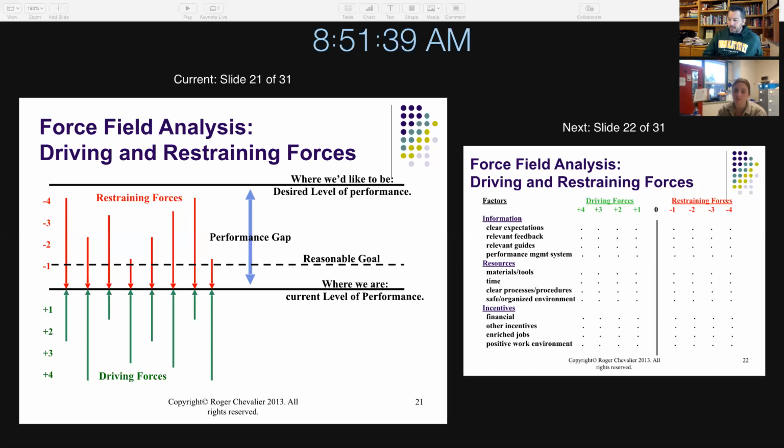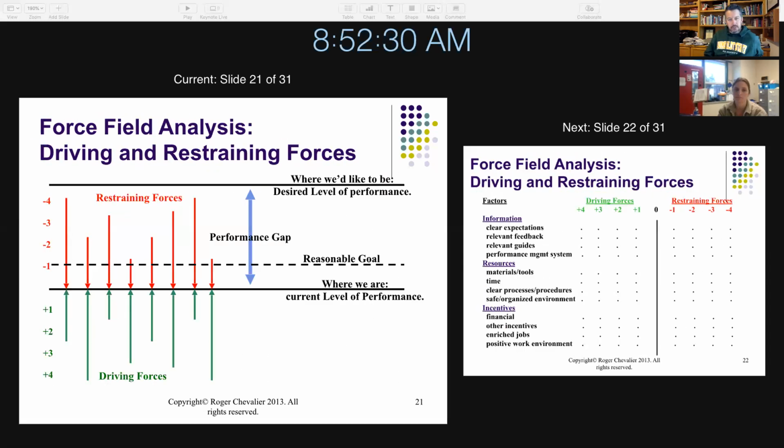Yeah, and the idea is to give you a visual of where your real problem areas are, and those are going to be the ones with the -4 restraining force, right? The greater the number in terms of its distance from zero, the stronger the force. If you have just a -1 arrow, that's telling you that force is not very strong. Or if you have a +1 arrow, it's not very strong. But if you get up to the 4s, then you have a pretty strong force there.